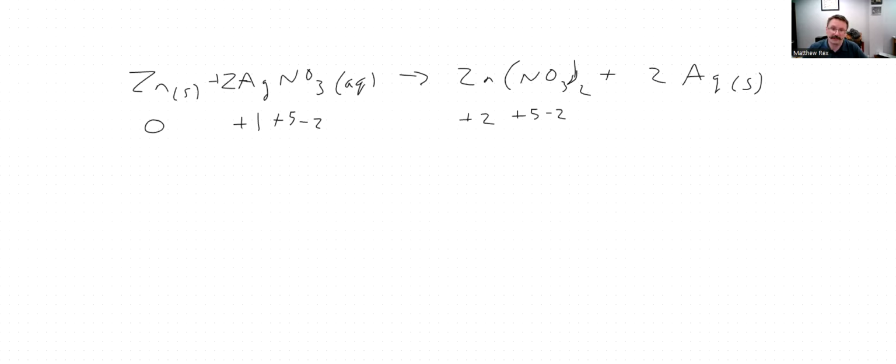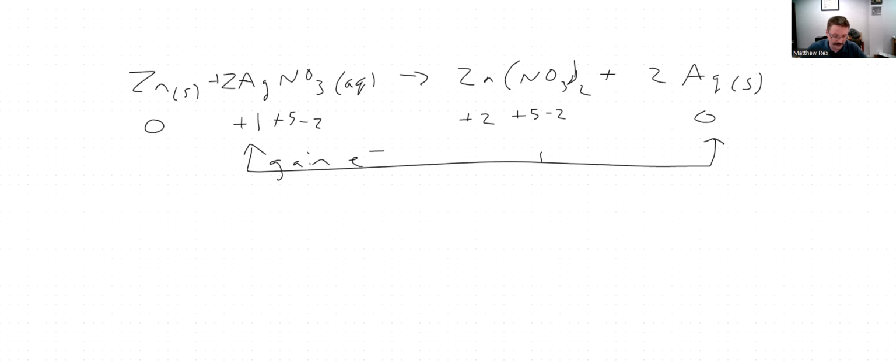We'll find the nitrogen is +5 on both sides, the oxygen is -2 on both sides, and the silver is 0. So they want to know what's undergoing reduction, or what's gaining electrons, and in this case, it would be the silver. Each silver gains 1 electron, goes from a +1 to a 0, and is reduced.